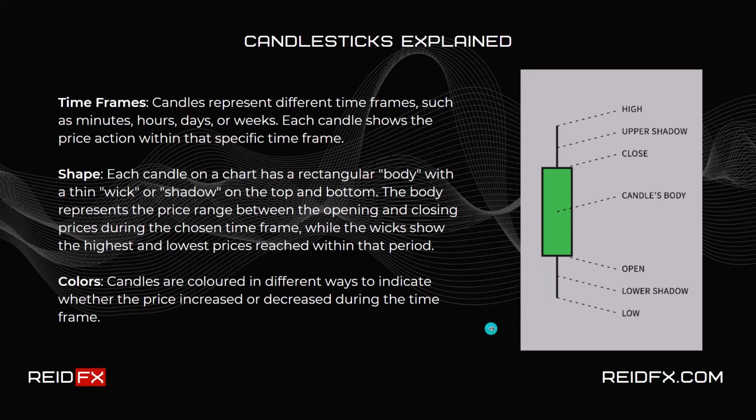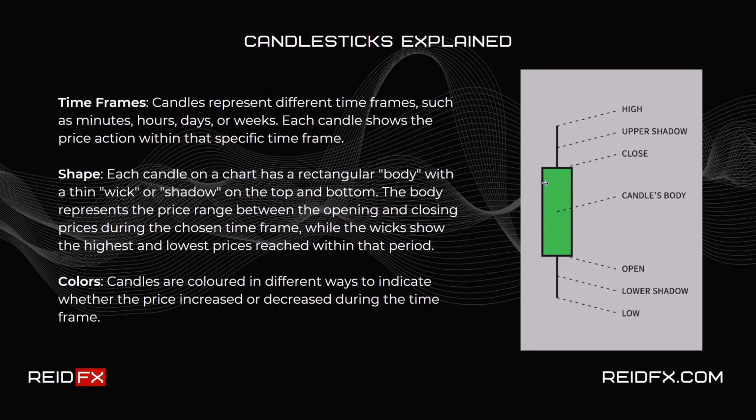The next thing to consider is the colour. Candles are coloured in different ways to indicate whether the price increased or decreased during the time frame. You remember on the last slide there was a red candle and a green candle. You can set the colours to anything you want, but by default a green candle is a bull candle. In other words, price closed higher than it opened. So if we look here, we can see this is the close price and it is higher than the open price. So this candle will be coloured green, and it is a bull candle because price increased during this time frame. So if this is a 1 hour candle, within this 1 hour period, price went up.